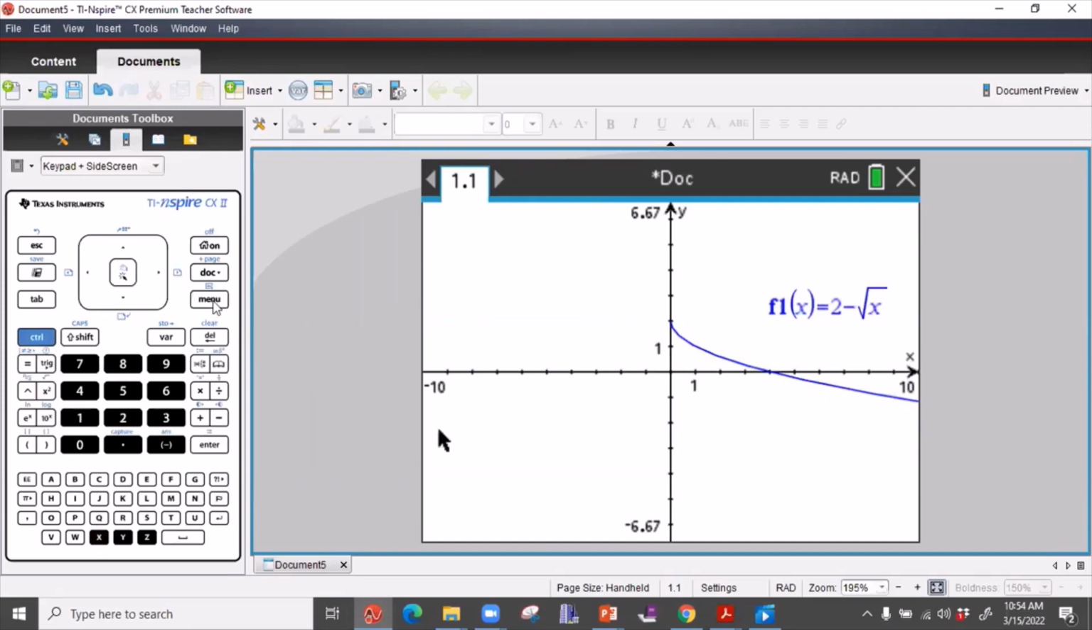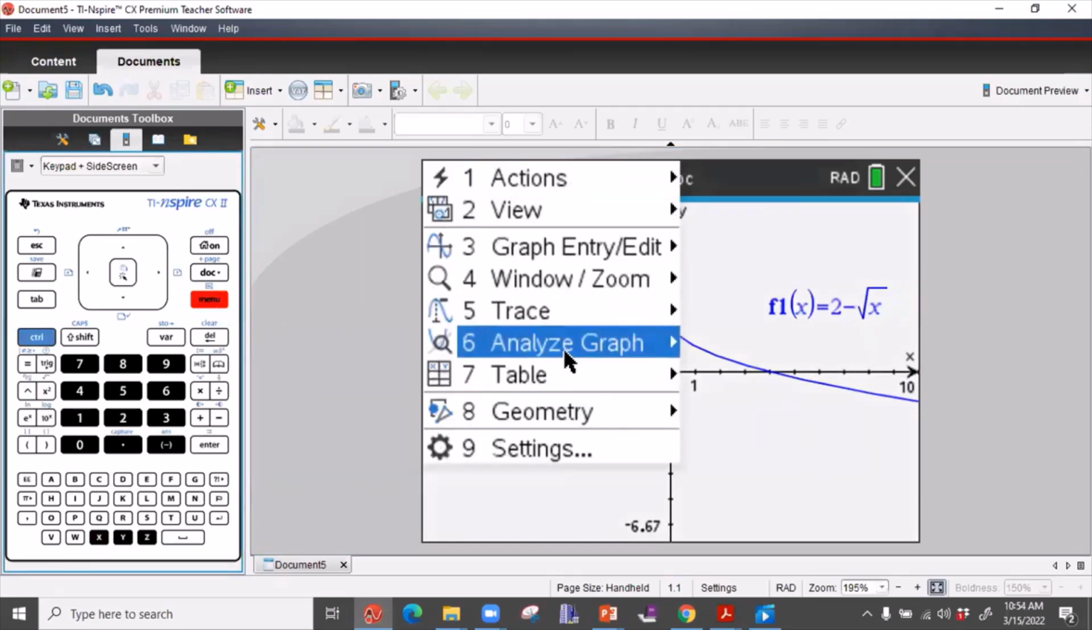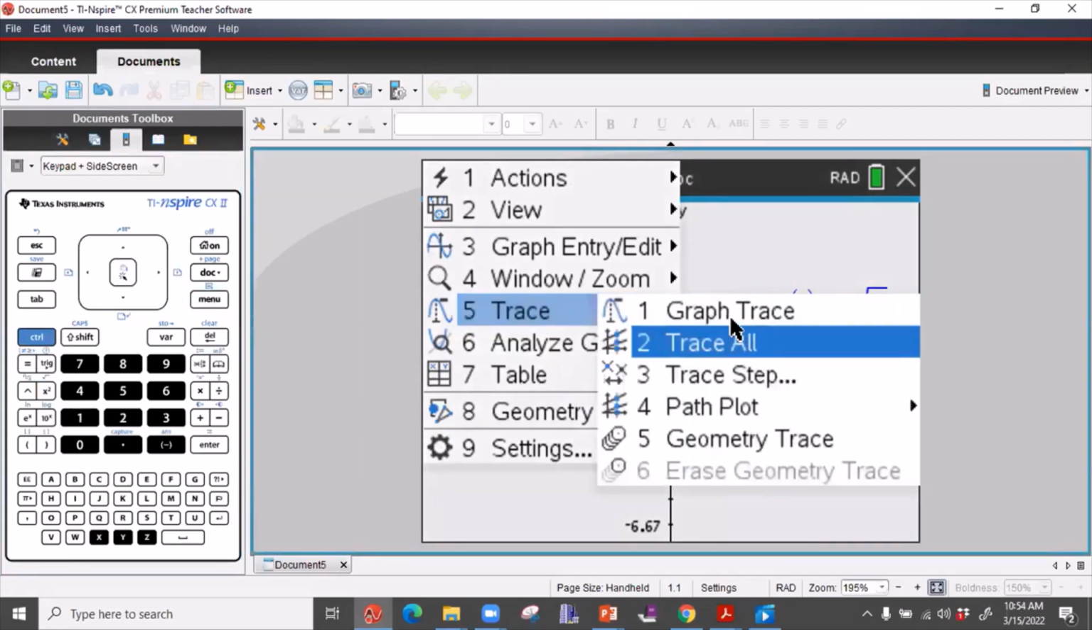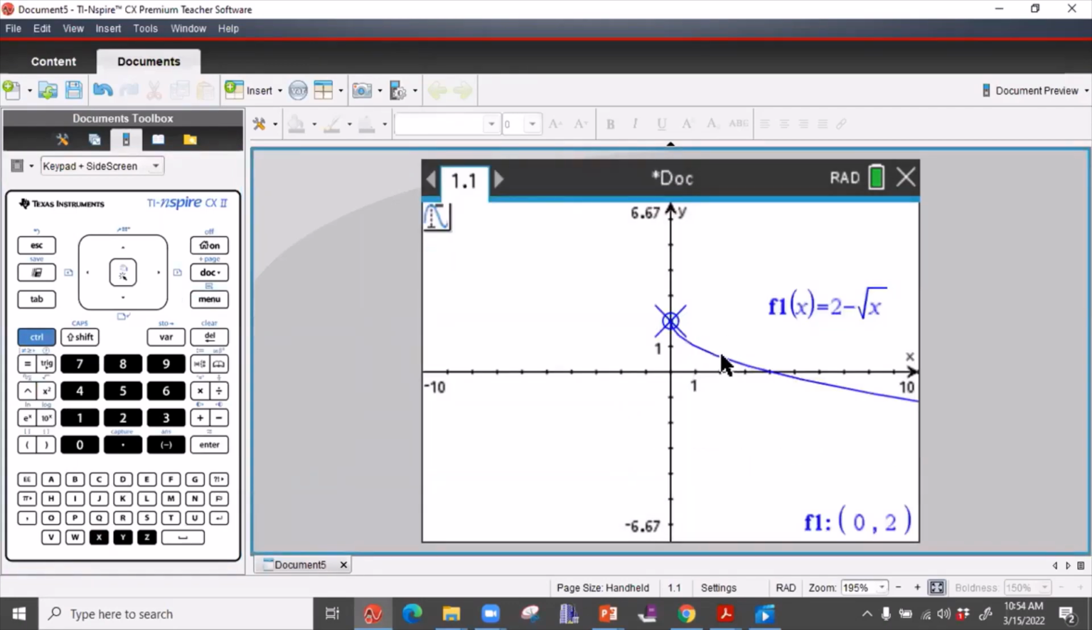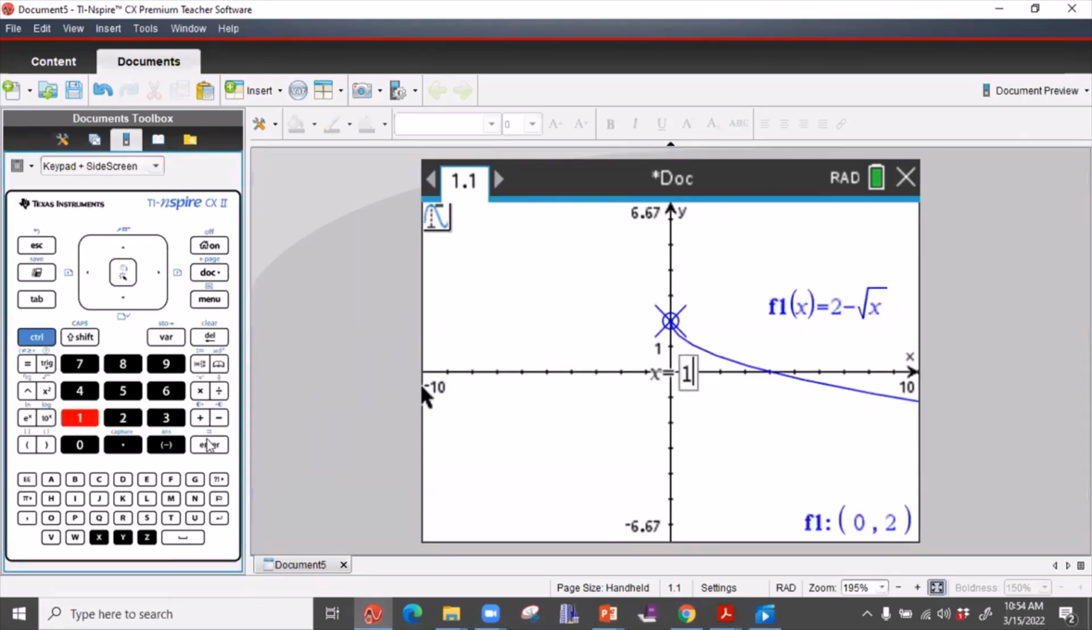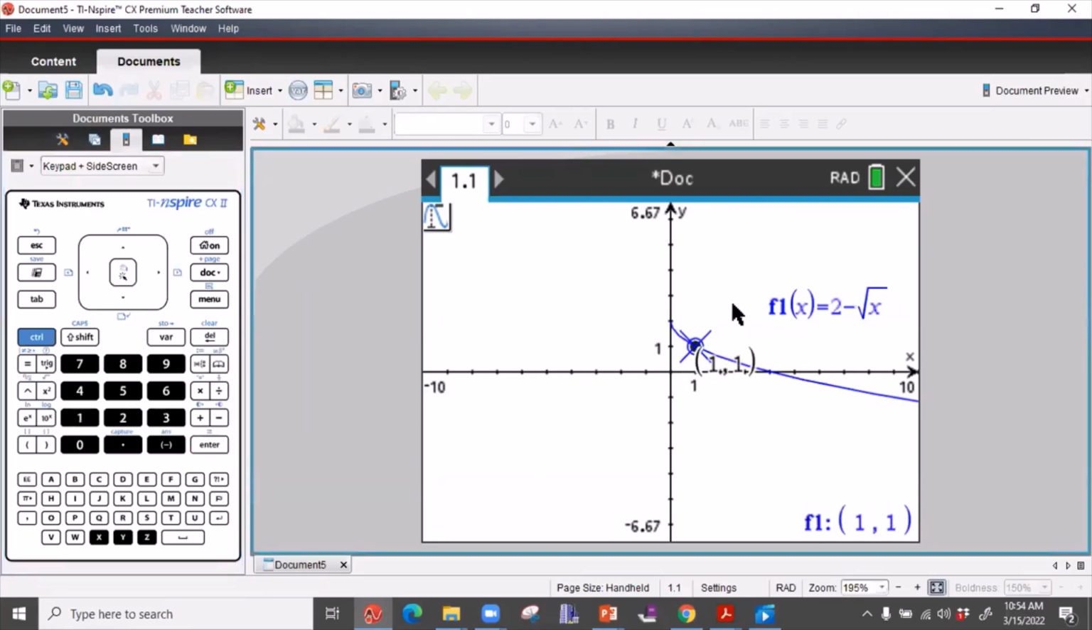Now to analyze the graph, I'm going to go to menu, trace. I'm going to graph trace. My interval that I'm analyzing is from 1 to 6. So I'm going to start with 1 and find the value at 1. So here's the value at 1. And the value at 1 is 1, 1.